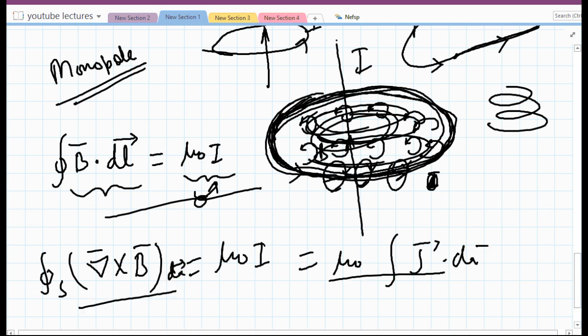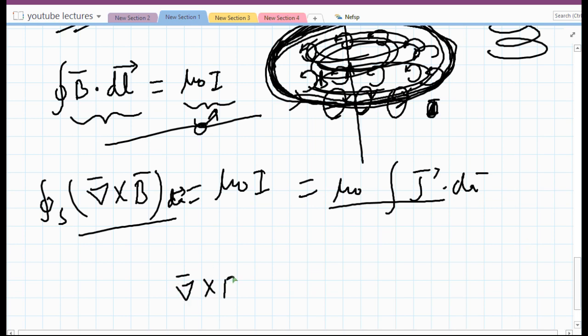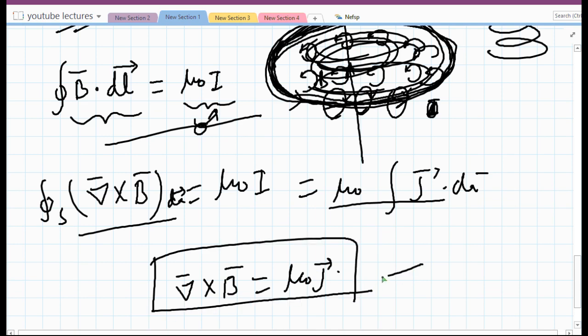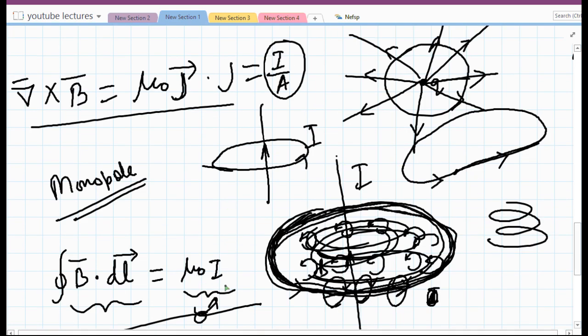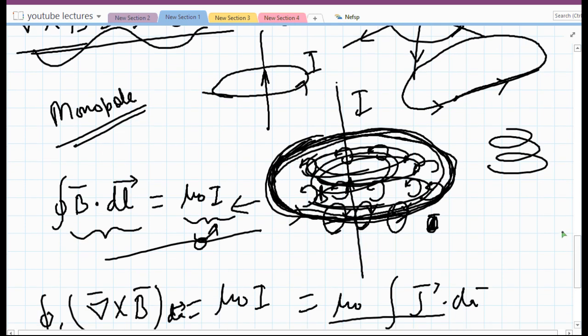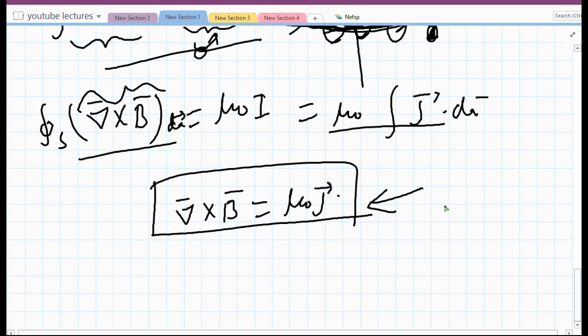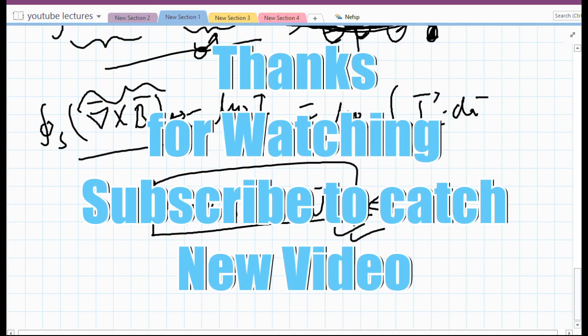Now I can write curl of B is equal to mu naught J. Here is your differential form of Ampere's law and the integral form of Ampere's law. Here we have described the meaning of the curl and how Stokes theorem actually works. The idea of Stokes theorem is very simple and elegant, because many times you cannot work out this guy, so you will always have the integral in the basis of a line integral, and it has so many advantages in differential form. I will describe it in my later video.